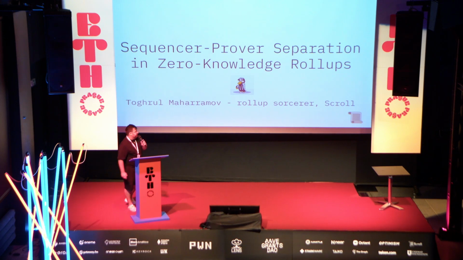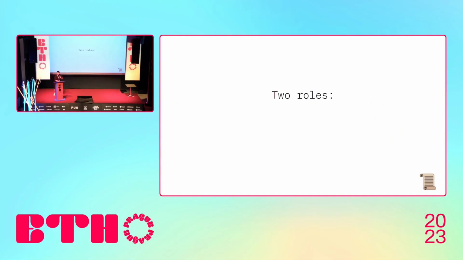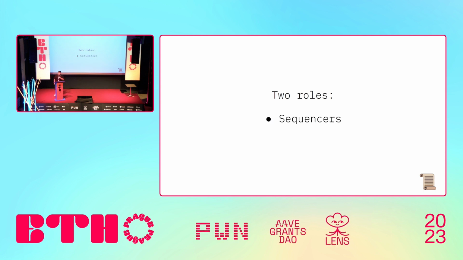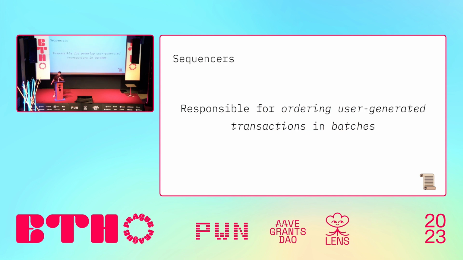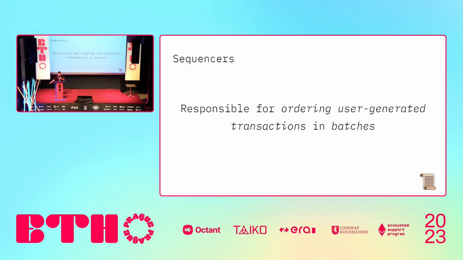And today we're going to be talking about sequencer and prover separation in zero-knowledge rollups. So let's start with the roles that zero-knowledge rollups have in terms of protocol participants. We have sequencers and we have provers. So what is a sequencer? A sequencer is an entity in the network that is responsible for ordering transactions.